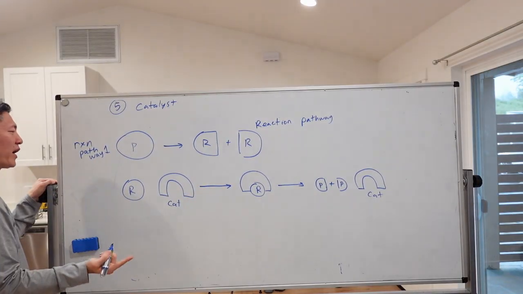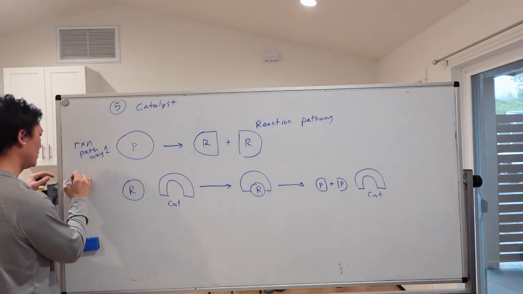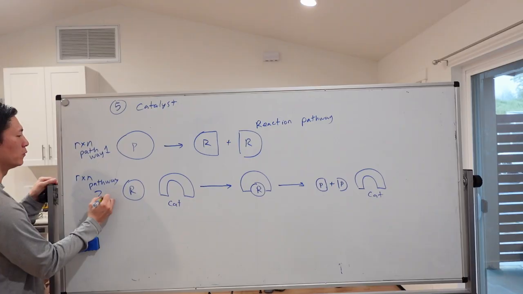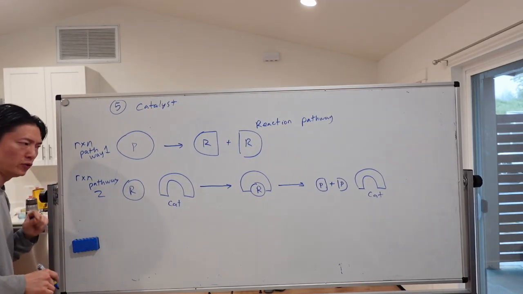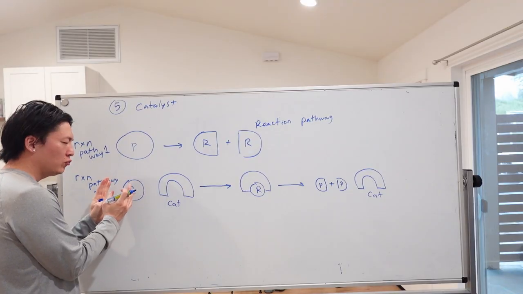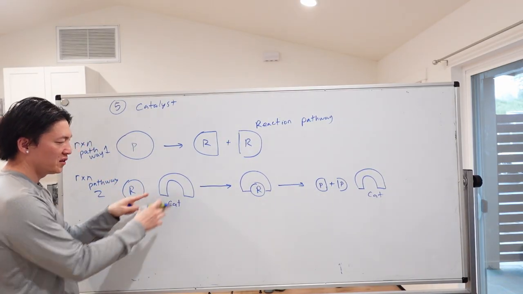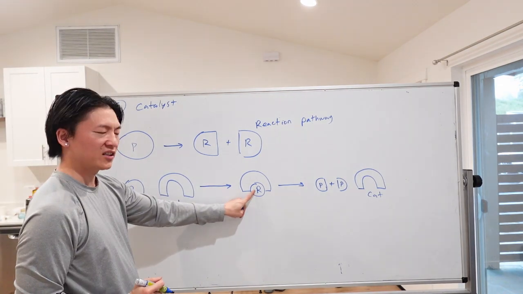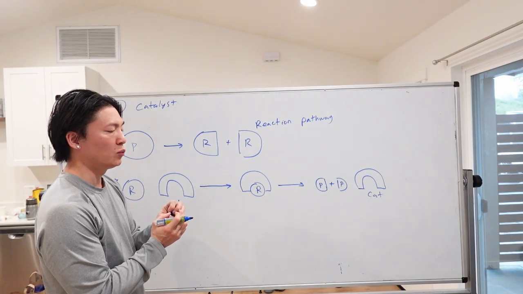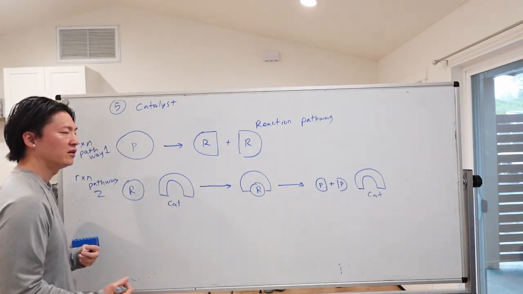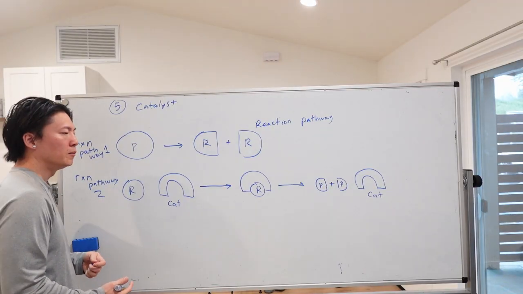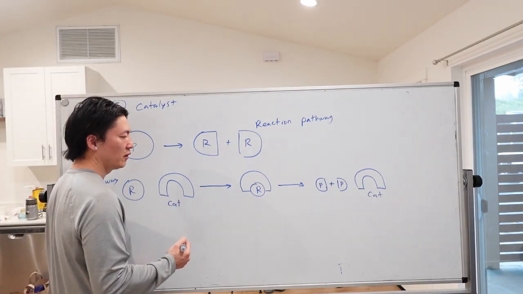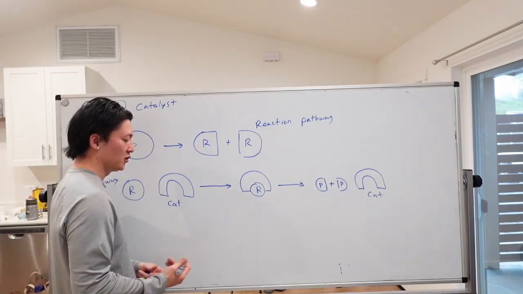And this is another, different reaction pathway because it involves a catalyst. Reaction pathway 2. Reaction pathway 2 allows the reaction to happen faster because when this catalyst attaches onto it, it somehow allows the reactant to react more easily. In other words, it lowers the collision energy for an effective collision to occur.